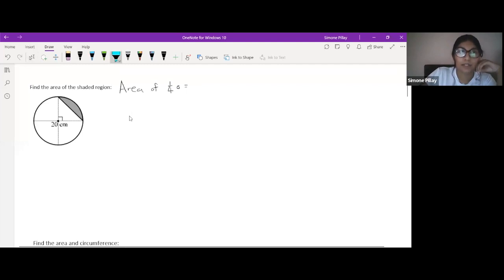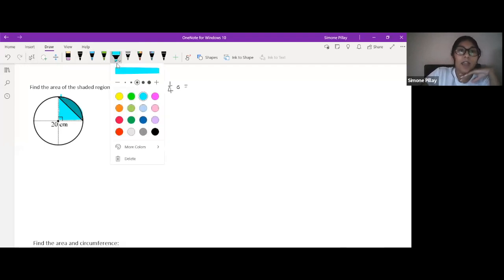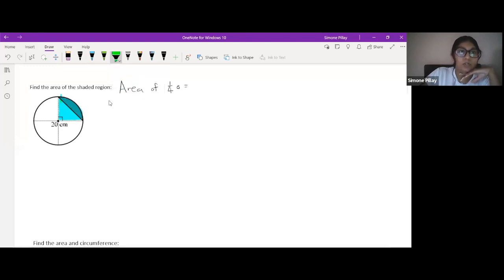My game plan is, I'm going to take this whole quarter of a circle. This is what I'm calculating now, the area of a quarter of my circle. And then I'm going to calculate the area of the small little triangle in there, and I'm going to subtract it. I'm going to calculate the area of this part and take it away. And can you see, once you take away the triangle, we end up with the area of my shaded region. That's my game plan. That's what I'm going to follow.